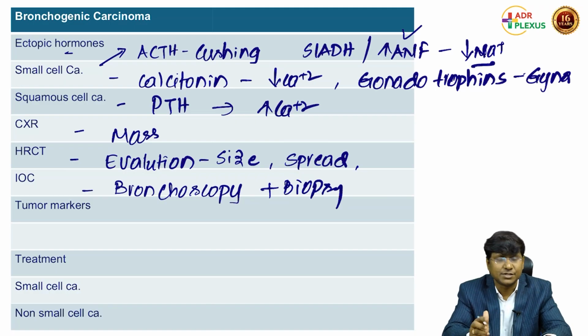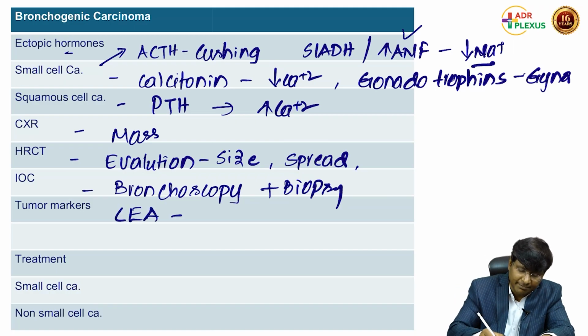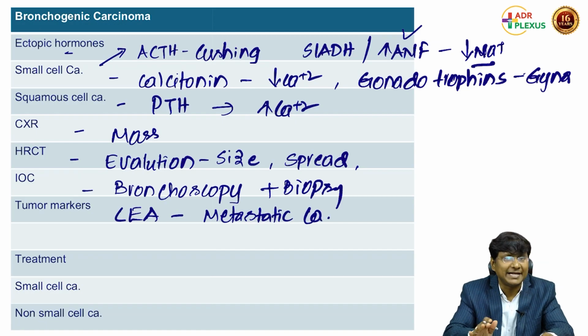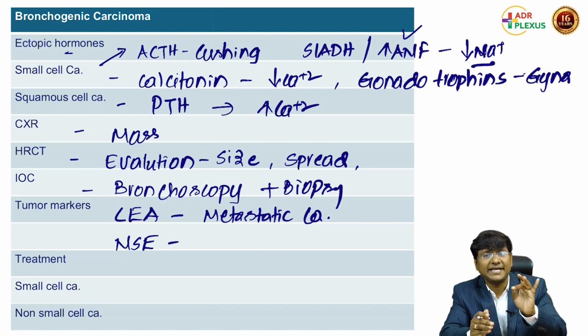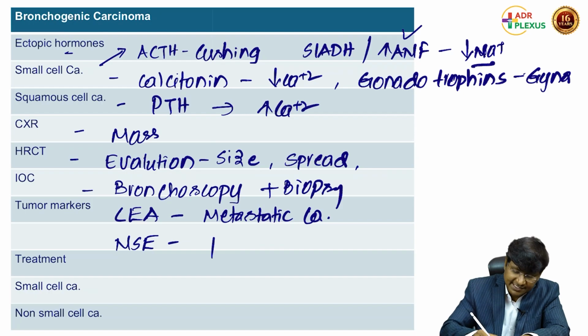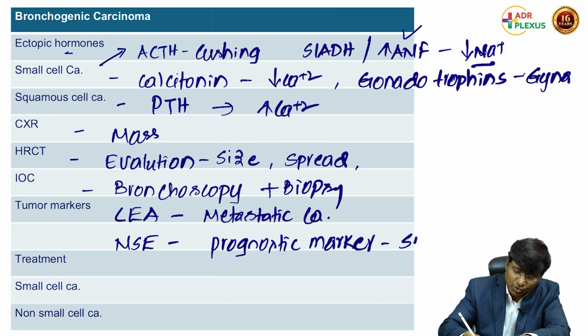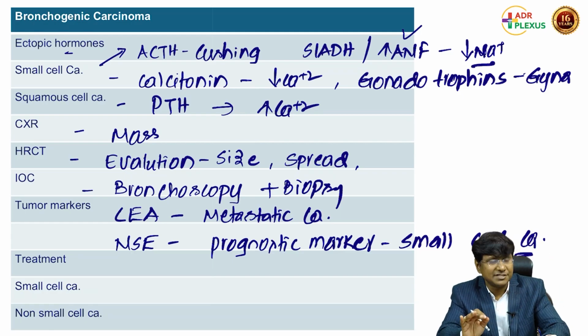Then what are the tumor markers? Number one is the carcinoembryonic antigen. This carcinoembryonic antigen is a marker of metastatic cancer. The other one is NSE. NSE stands for neuron specific enolase. Neuron specific enolase is a prognostic marker, right, in case of small cell carcinoma of the lung. So that is about neuron specific enolase and carcinoembryonic antigen. Carcinoembryonic antigen is a marker for metastasis.